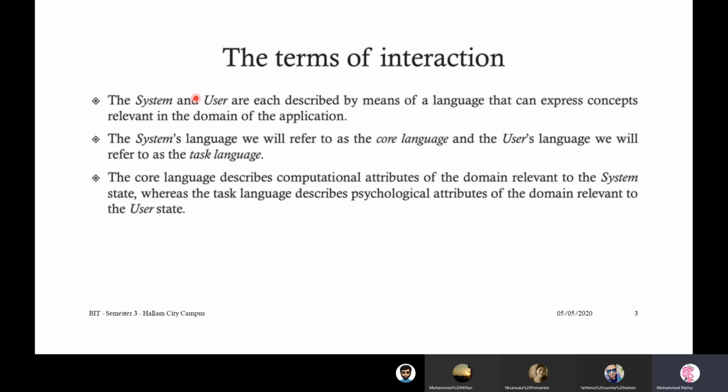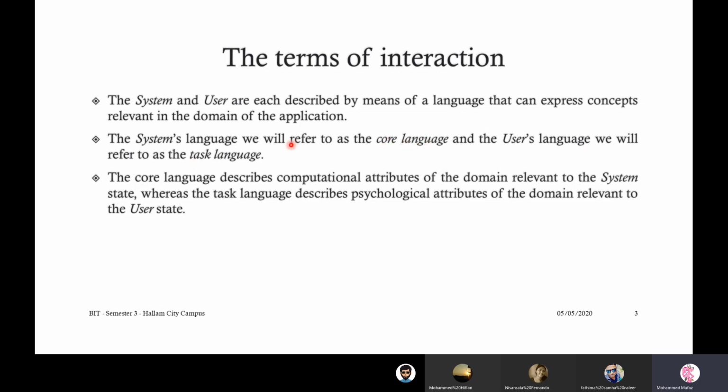Right. The system and user are each described by means of a language that can express concepts relevant in the domain of the application. So there are two important parties involved in an interaction. When one person talks to the other party, they have to use a language. So the system's language will be referred to as the core language, and the user's language we refer to as the task language. So these are two important keywords here.